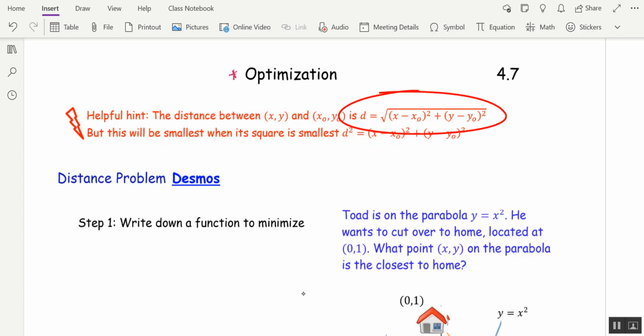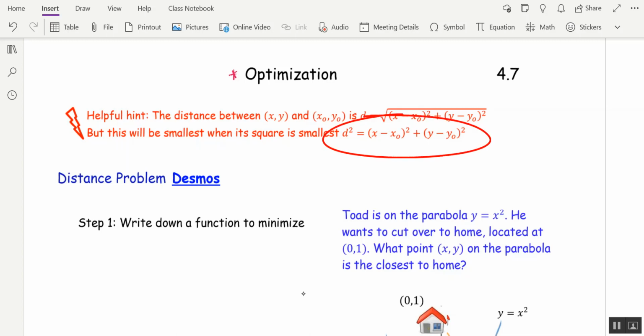Here's the distance formula, and typically when we want to maximize or minimize distance, we max or min the distance squared. The reason for that is when we use calculus to find critical numbers, we don't have to worry about the square root sign.